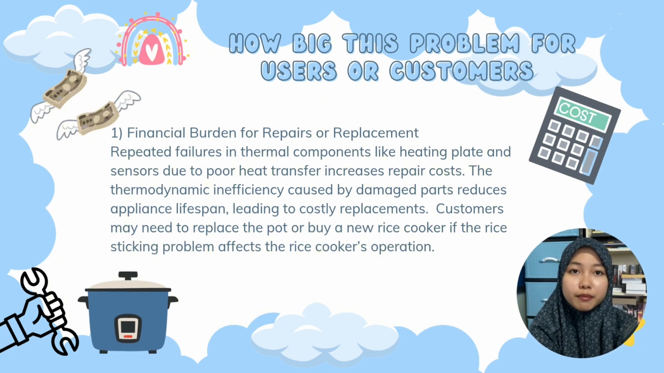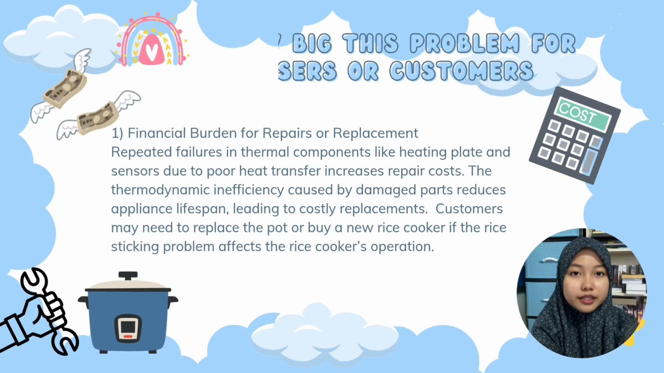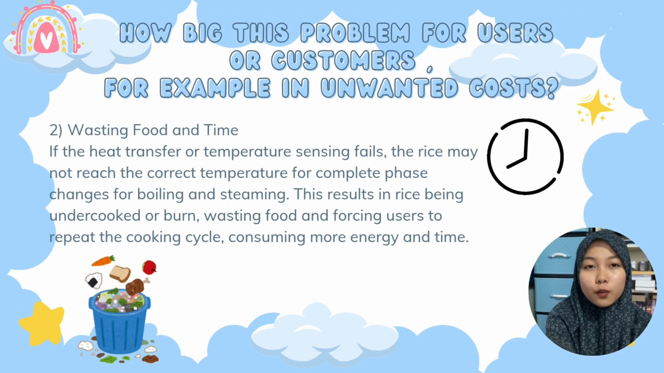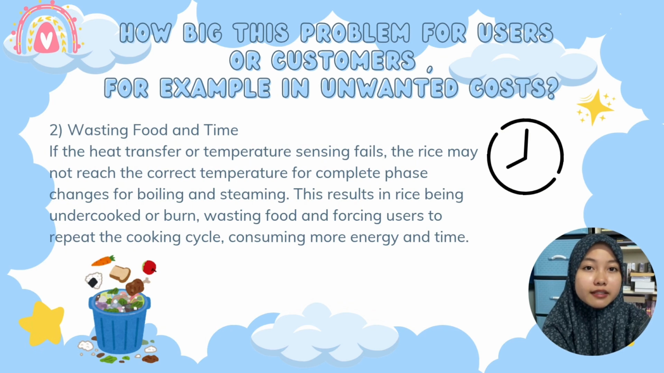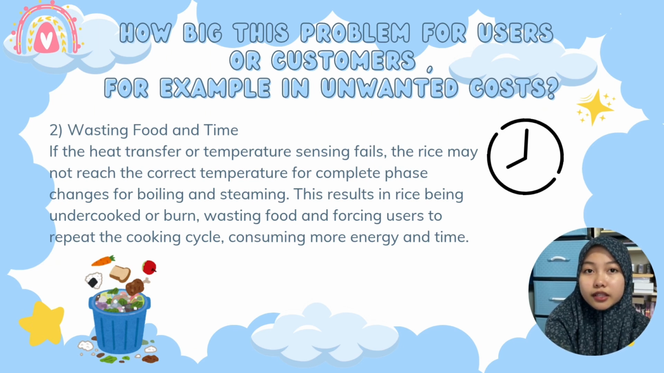Customers may need to replace the pot or buy a new rice cooker if the rice sticking problem affects the rice cooker's operation. The second one is wasting food and time. If the heat transfer or temperature sensing fails, the rice may not reach the correct temperature for complete phase changes for boiling and steaming. This results in rice being undercooked or burned, wasting food and forcing users to repeat the cooking cycle, which consumes more energy and time.